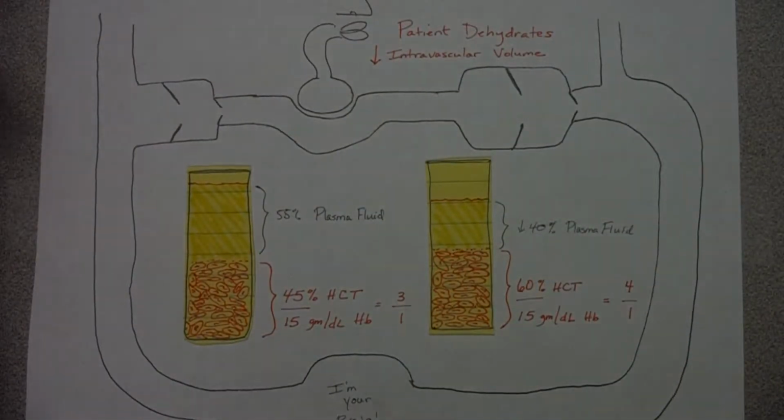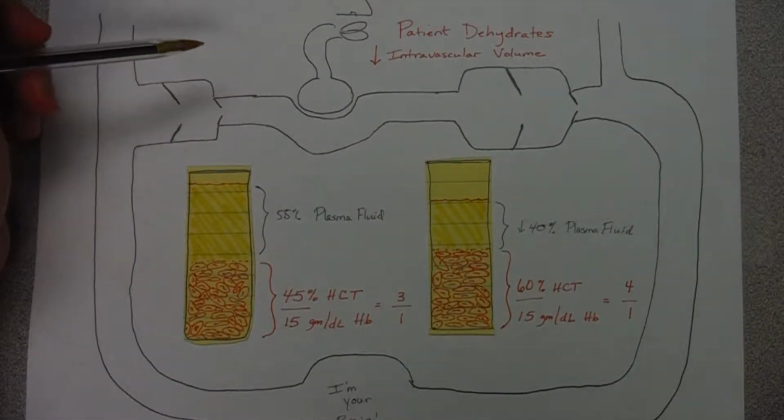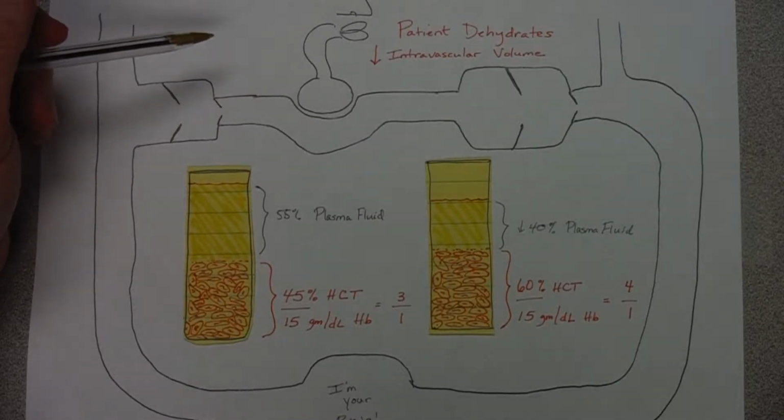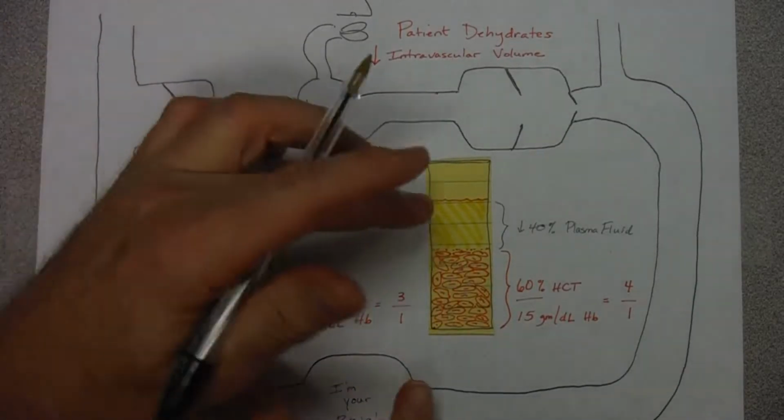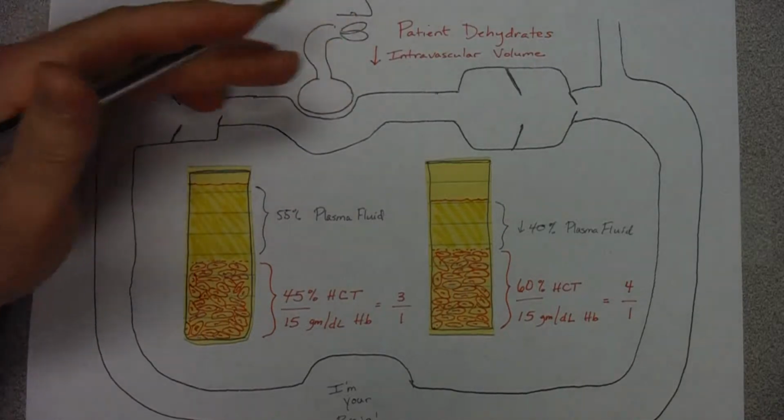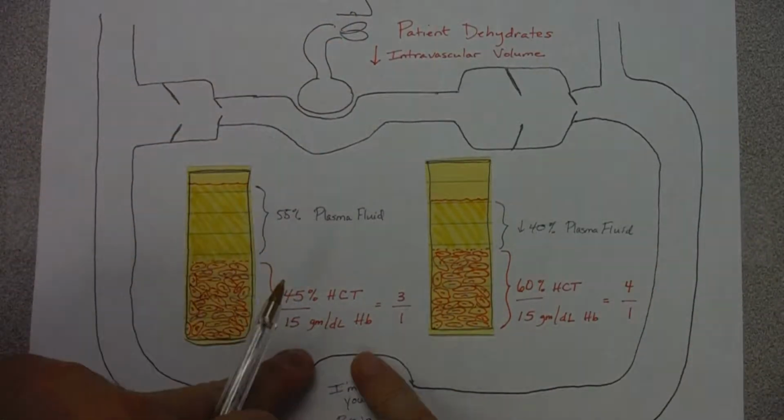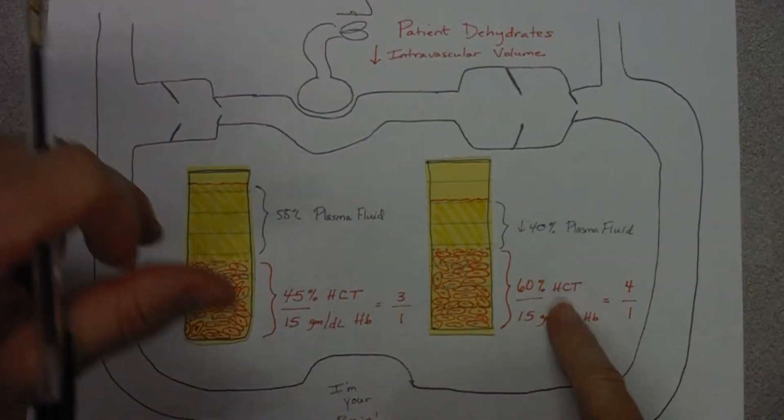Hey everyone, just a quick video, going back over what we talked about this morning about how the blood volume changes when a patient is dehydrated and how you can actually quantify that by looking at their hematocrit and their hemoglobin values changing.